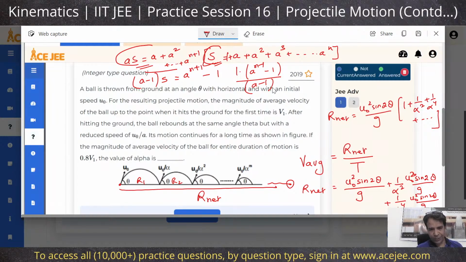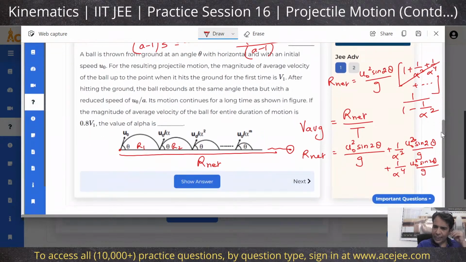Of course, that's why the speed, right? And these are infinite terms involved. So in the infinite terms, you will just be left with 1 upon a minus 1, right? So 1 upon 1 minus a, I should rather say. That is, this all can be written as 1 upon 1 minus 1 upon alpha square.